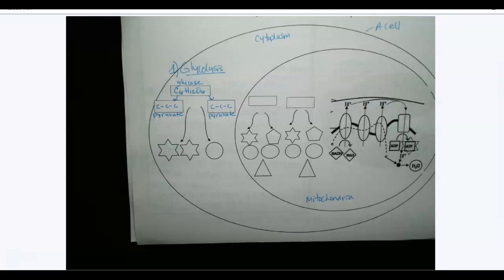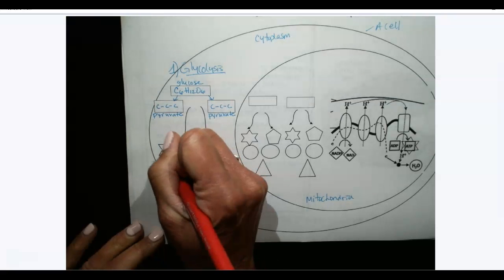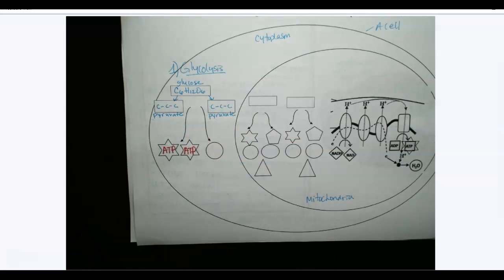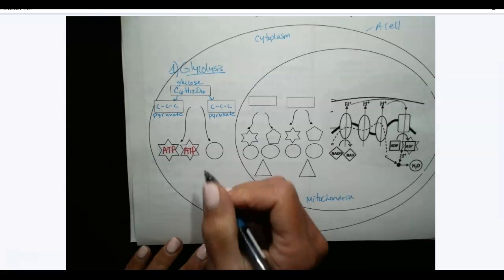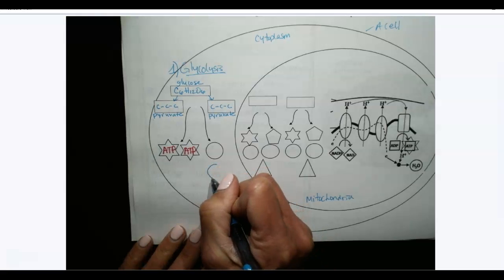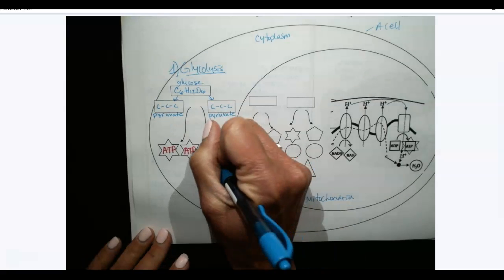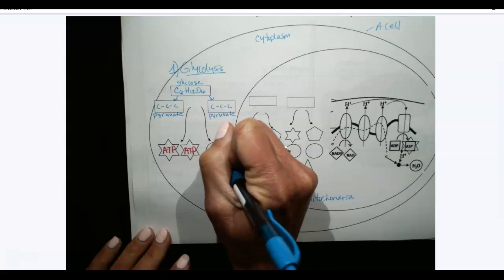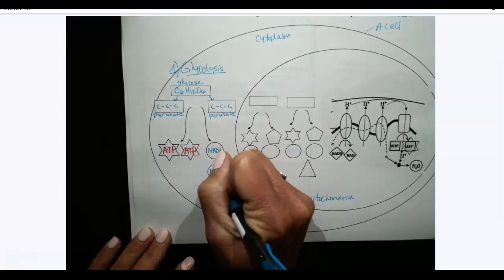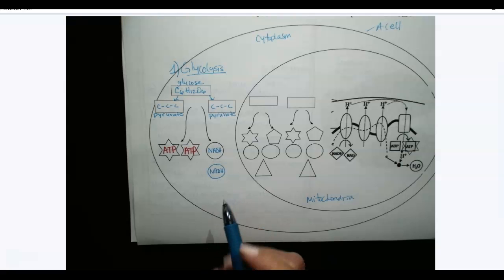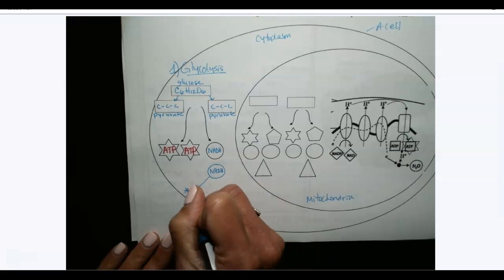Okay, it's also going to make 2 ATP. Put this in red. These stars represent ATP. And I'm going to have you draw one more circle right here. And these circles represent a molecule called NADH. So it makes 2 ATP and 2 NADH. Now I'm going to come down here and I'm going to put a little star.